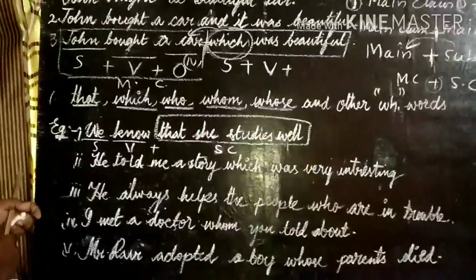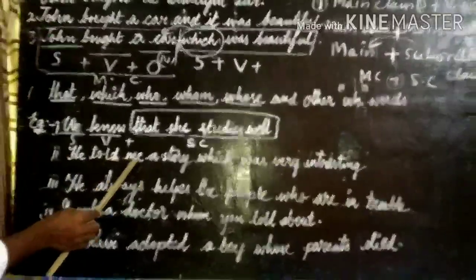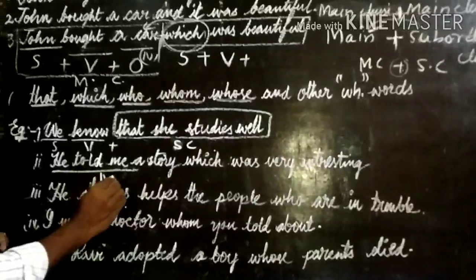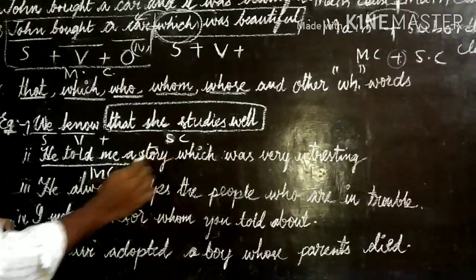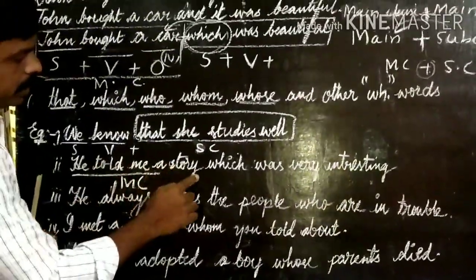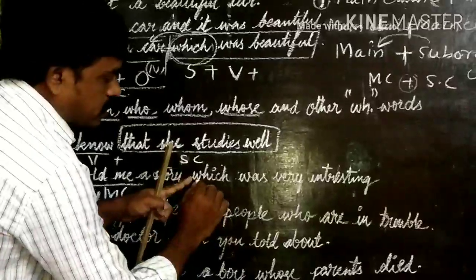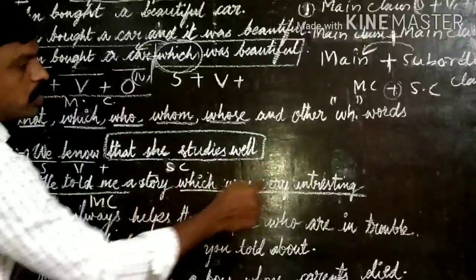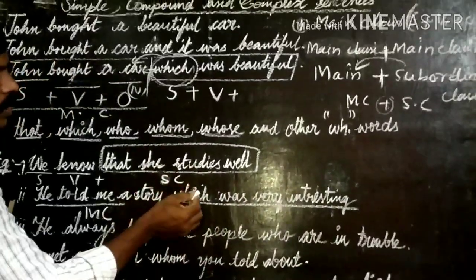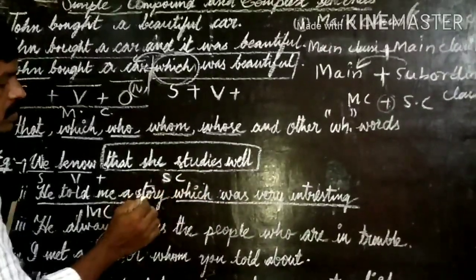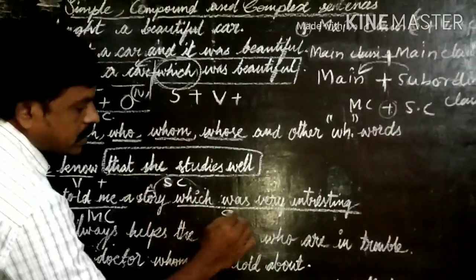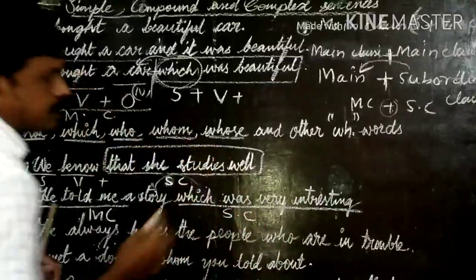Next, "he told me a story" is a main clause. He told me a story which was very interesting. What was interesting? The story was interesting. So this is called a subordinate clause.